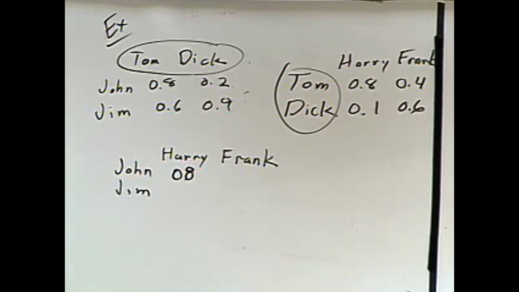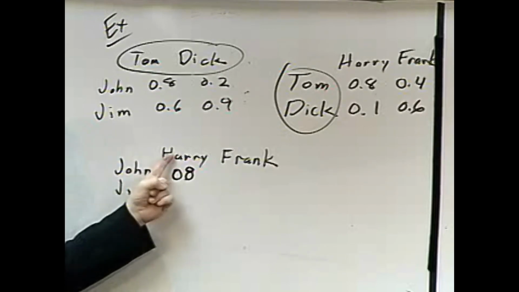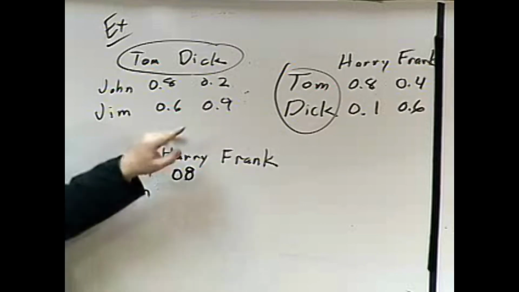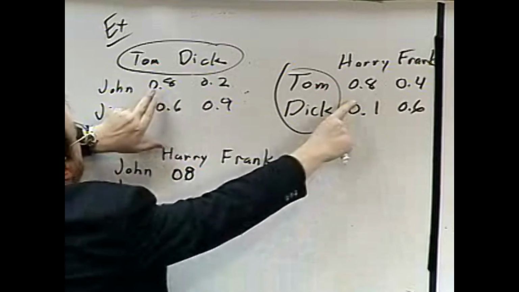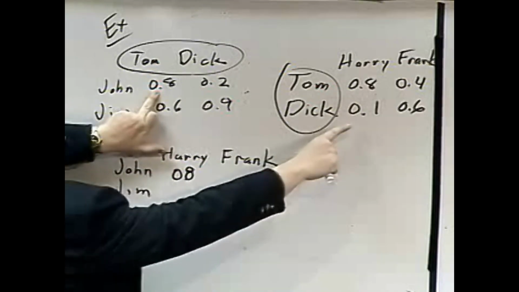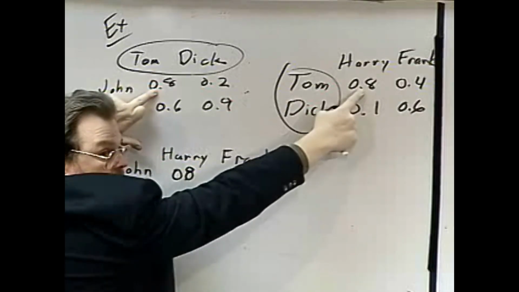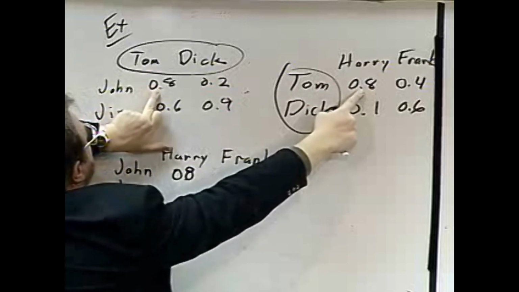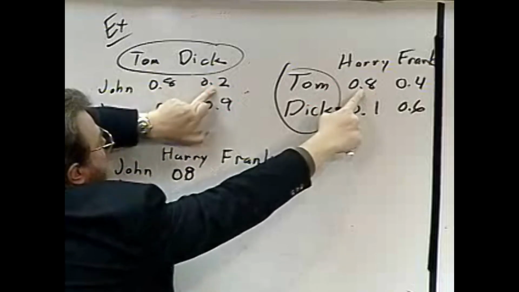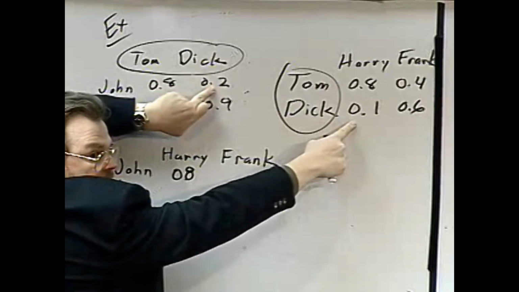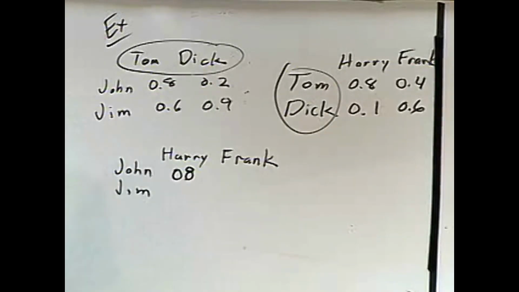Here's what we're saying. John resembles Harry if John resembles Tom and Tom resembles Harry, or John resembles Dick and Dick resembles Harry. So we are actually, by this multiplication, interpreting a linguistic statement using fuzzy logic, using Zadeh logic.